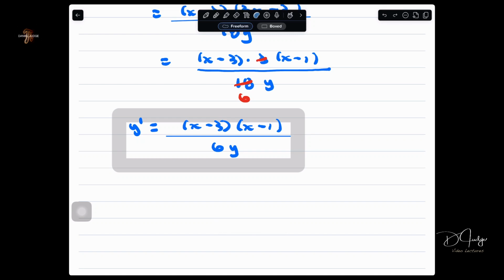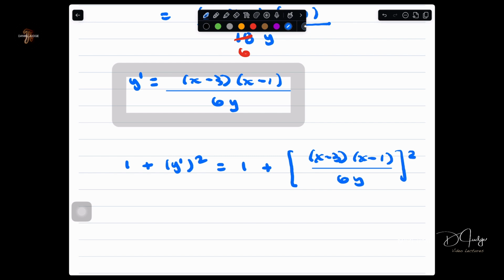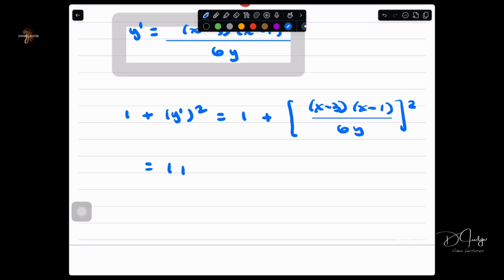Okay, so we found the derivative, and now let's take 1 plus y prime squared: 1 plus ((x minus 3)(x minus 1) over 6y) squared, which is 1 plus (x minus 3) squared (x minus 1) squared over 36y squared now.